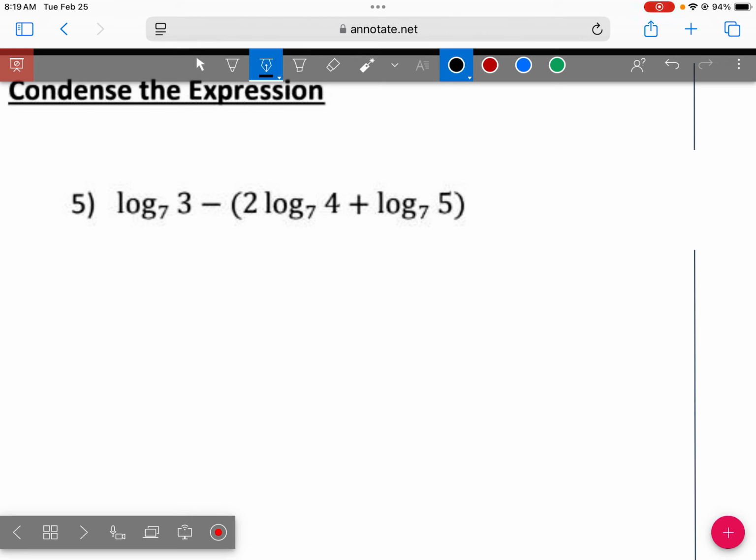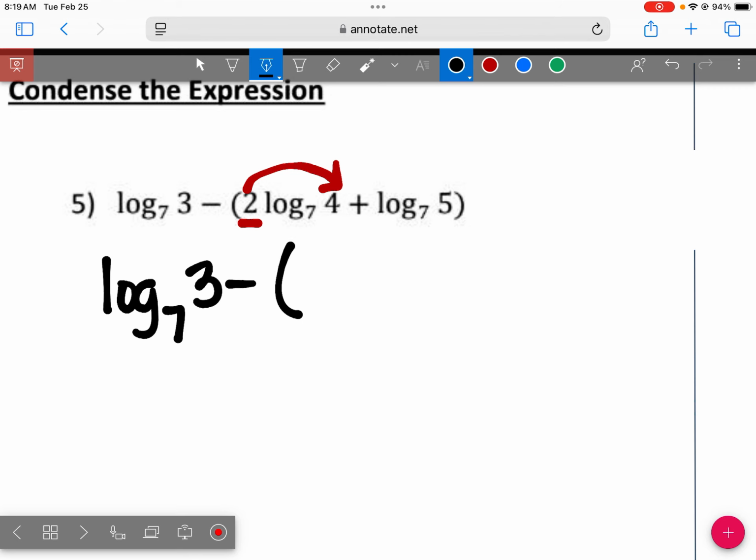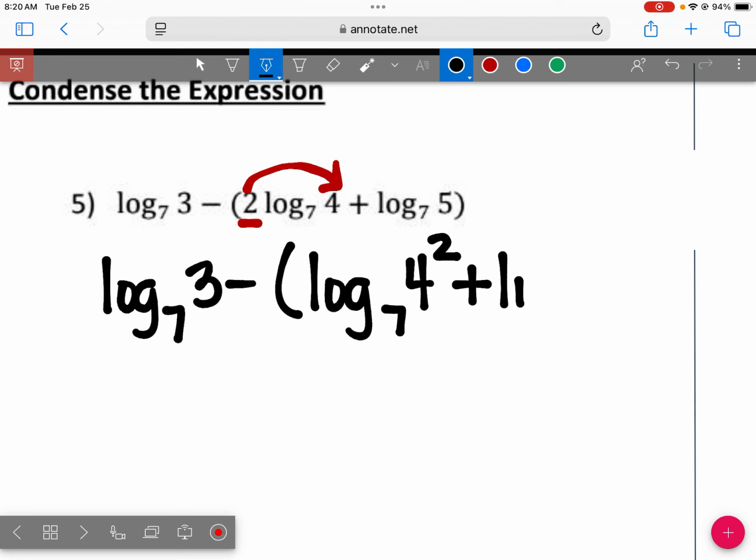All right. So this one is a little special because it has parentheses. So we'll talk about what that means. But we're still going to start at the top, which is look for an exponent. There's only one exponent. That's the only one, because that's the only number in front of a log. So that'll be log base 7 of 3 minus log base 7 of (4 squared) plus log base 7 of 5.